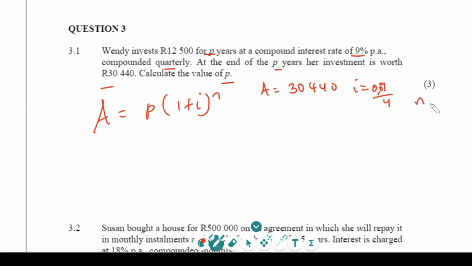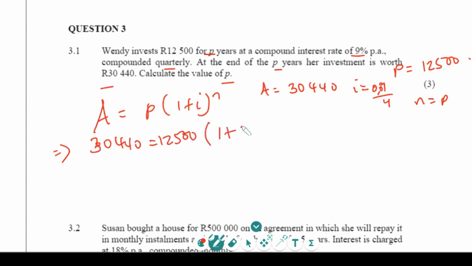For P years, N is P, and our P, the original value, is 12,500. So our A is 30440, which is equal to 12,500 times (1 plus 0.09, that's 9%, over 4) to the exponent of 4P, because that is the total number of periods or quarters that were used.